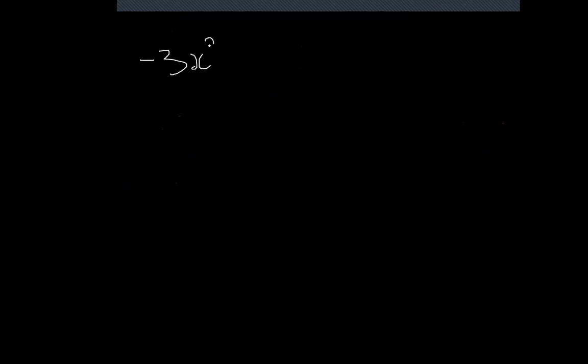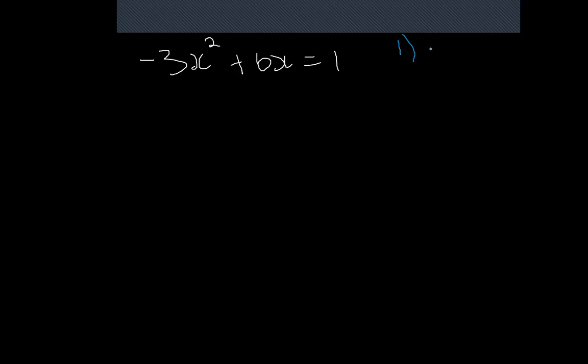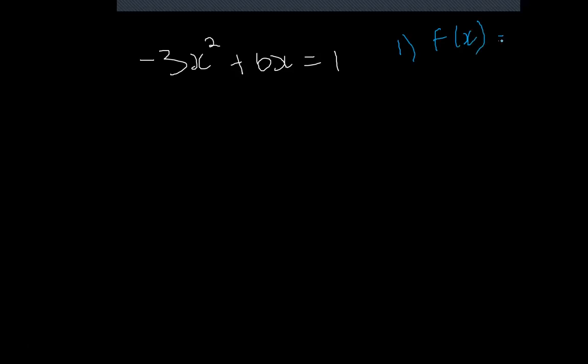This time I won't help you as much. So, minus 3x squared plus 6x is equal to 1. Anybody tell me what's the first step? Identify if f of x equals 0. And in this case, f of x is not equal to 0. Okay, great. So what would I write here then to make this equal to 0?